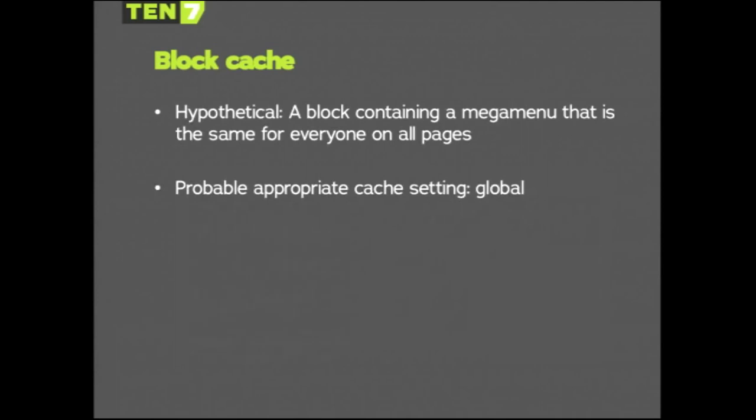So some examples of different cache settings that you might want to use would be a block that contains a mega menu. It's going to be the same for everyone on every page. You would want the cache setting for that to be global. It shouldn't vary depending on who's looking at it or what page you're on.